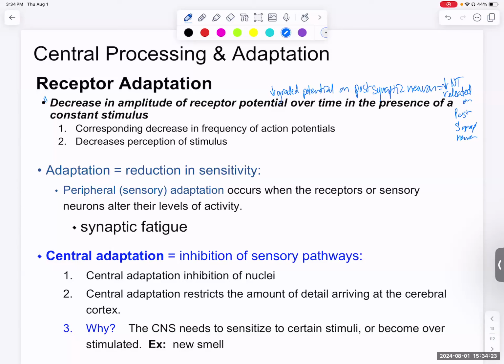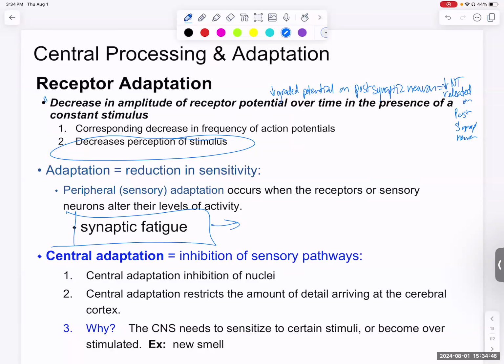And so less neurotransmitter is released, and it's going to have fewer action potentials generated. And so you have a decrease in the perception. You just don't even notice that that stimulus is happening anymore because it just doesn't reach the level of the cortex. That's sensory adaptation. That is where the sensory receptor just slowly stops responding. And we call that synaptic fatigue.